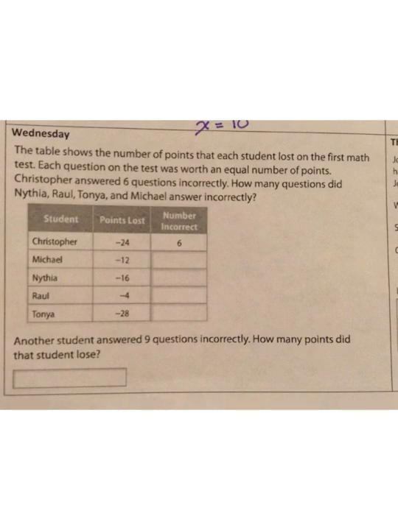So what you'll be prompted for next is there will be the 1, 2, 3, 4 missing answers for number correct, and I want you to choose the option that has them in the correct order, that they would be filled in from underneath Christopher. So Michael's, then Nithya, then Raul, then Tanya. Second part, another student answered 9 questions incorrectly. How many points did that student lose?